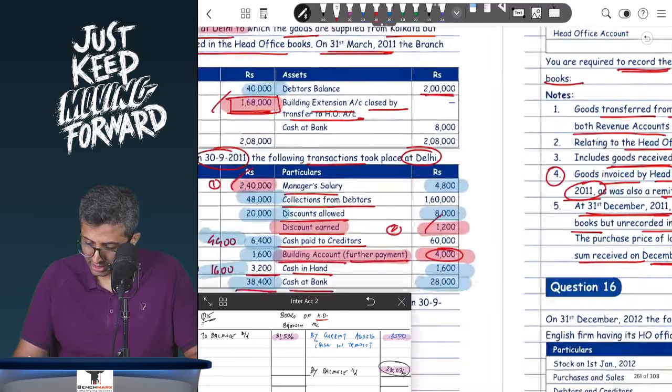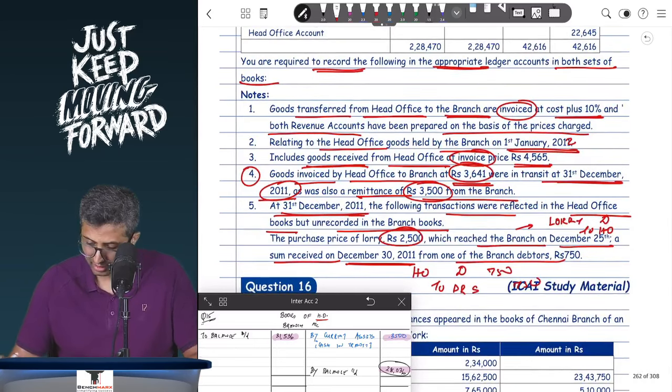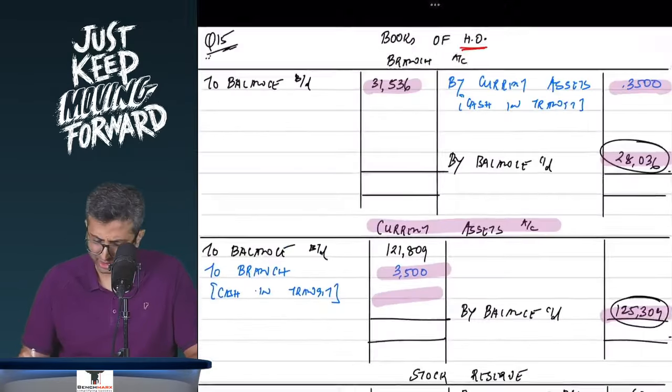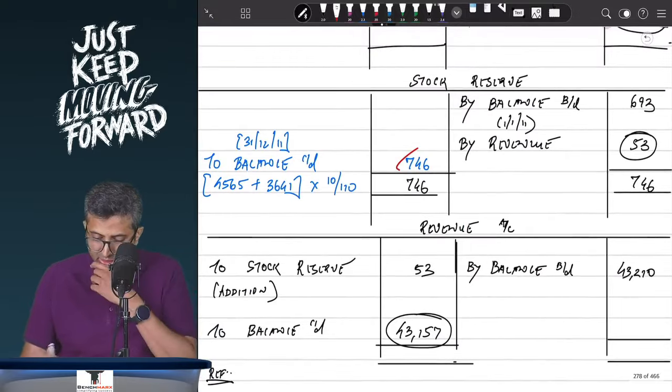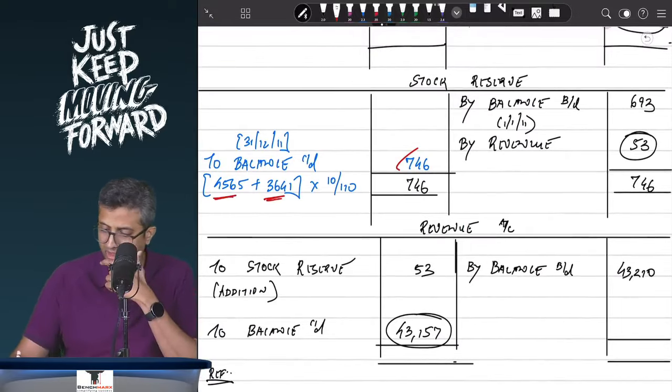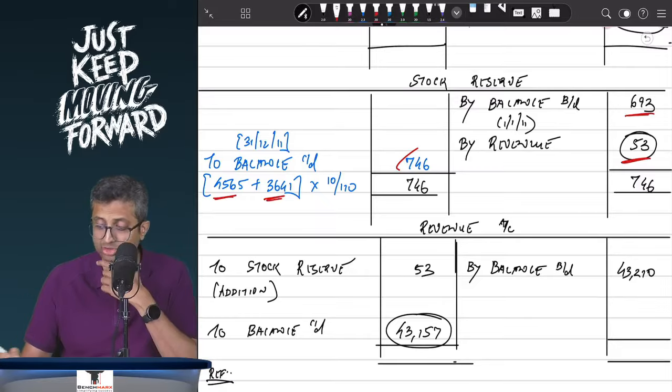4565. This is 1st January 12. 4565. 8206 into 10 upon 110. I believe 746. So our closing stock reserve should be 746. During the year, 53 of additional stock reserve is to be created.